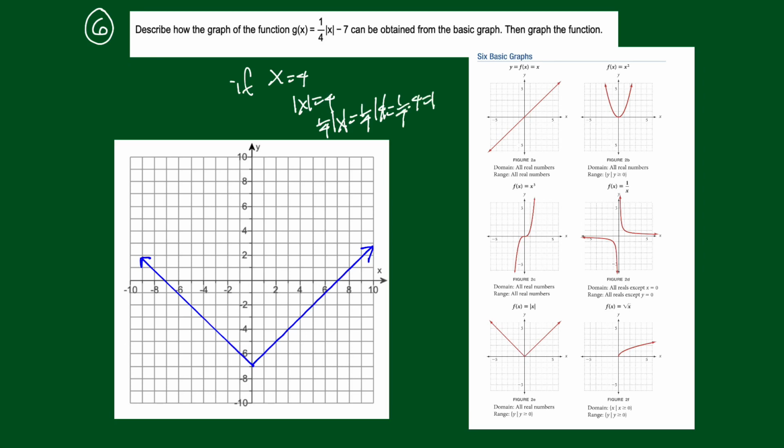So what I'm going to do is I'm going to start at this vertex. I'm going to go over 4, and instead of up 4, I'm just going to go up 1. Right? So I'm going to get this point right here, over 4, up 1. I'll do it on this side too, over 4, up 1. Okay, so I got a vertex right here. So I'm just going to connect those points. So here's our graph. This is our graph of g of x equals 1/4 absolute value of x minus 7.